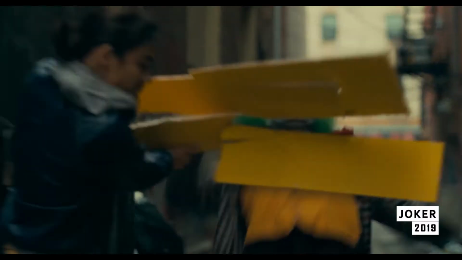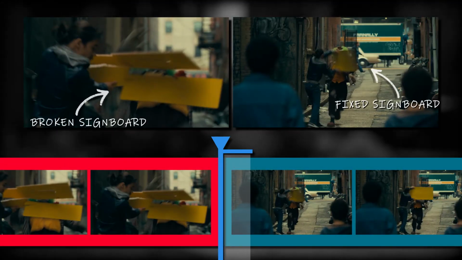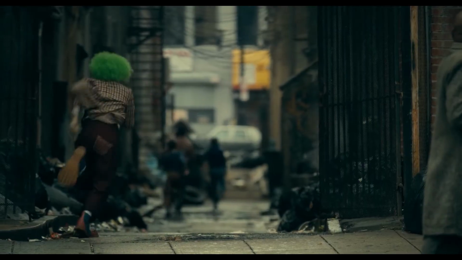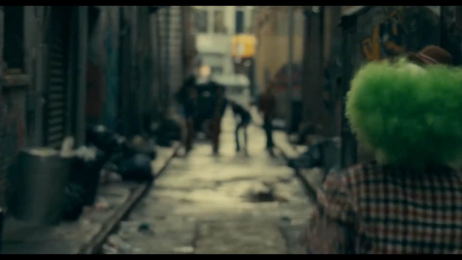Like in the movie Joker, when Arthur is hit by the signboard, we see some extra frames when it cuts on the action. Here the signboard and Arthur both are in motion. Those extra frames give us a few microseconds to register that information on that cut.